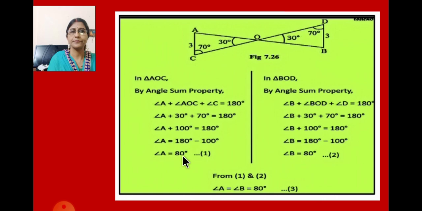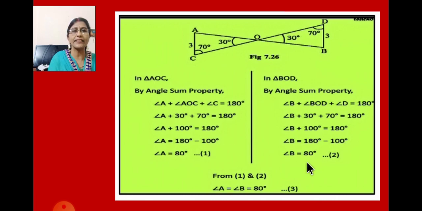Therefore angle A is equal to 80 degree. Similarly, in this triangle also we will use angle sum property. We will write angle B plus angle BOD plus angle D is equal to 180 degree. Angle BOD we got 30 degree, and angle D is given 70 degree, equal to 180 degree. So here also angle B plus 100 degree is equal to 180 degree. This 100 degree we bring to the right side, so it will become 180 minus 100. So angle B also will get 80 degree.